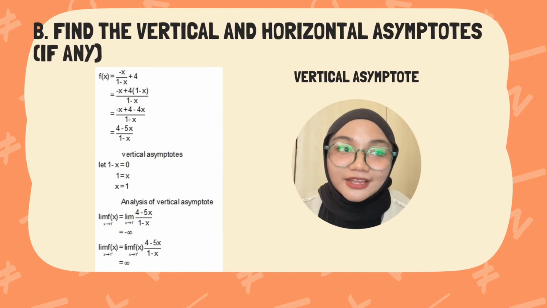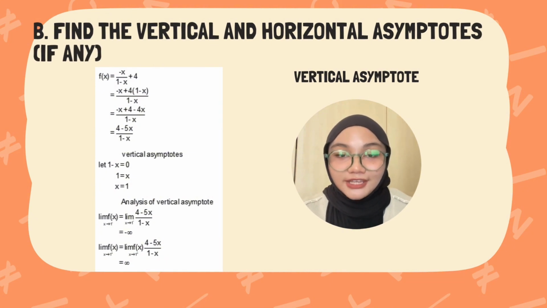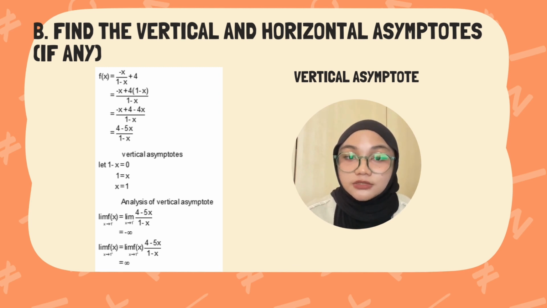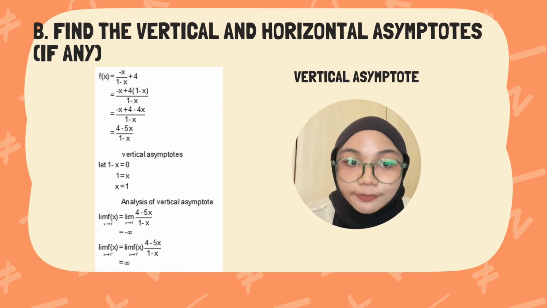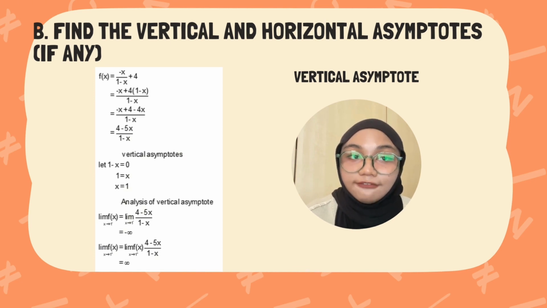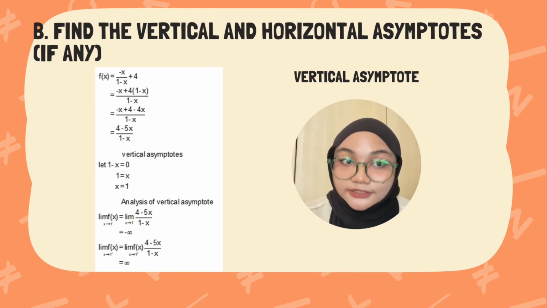For question 2b, we need to find the vertical and horizontal asymptotes. Before that, we need to find the denominator and equate it to 0. From the equation, f(x) equals negative x over 1 minus x plus 4, we need to cross multiply it. And the answer we will get is (4 minus 5x) over (1 minus x).